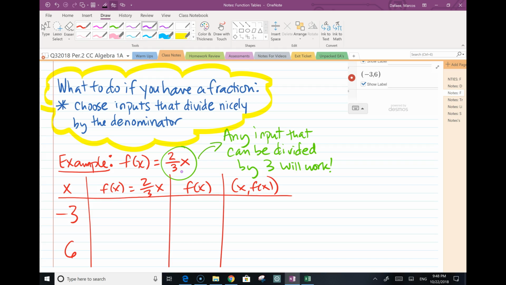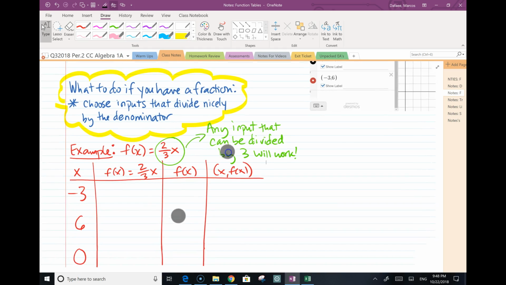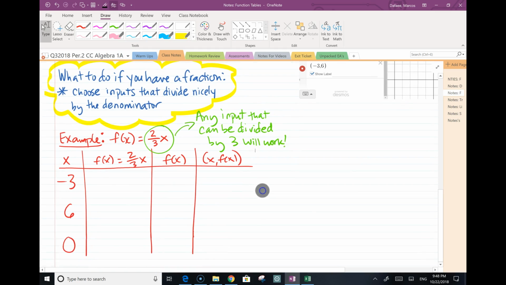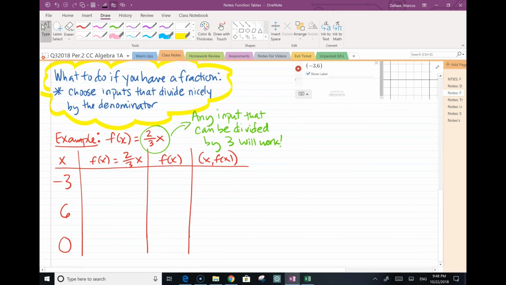And the trick is, when you have a function that has a fraction, and you have to pick values for an input to multiply against that fraction, what you want to do is choose, first of all, 0. If you are able to choose 0, use it, because 0 makes anything into 0 when you multiply. So it's easy, it's painless, it's quick, and it gives you a real simple, quick ordered pair.